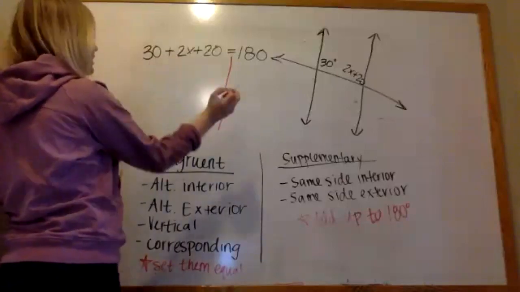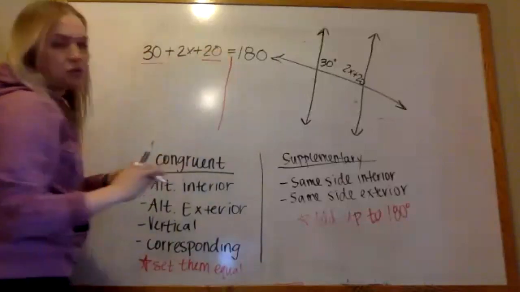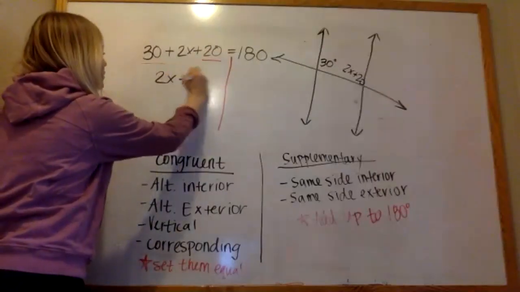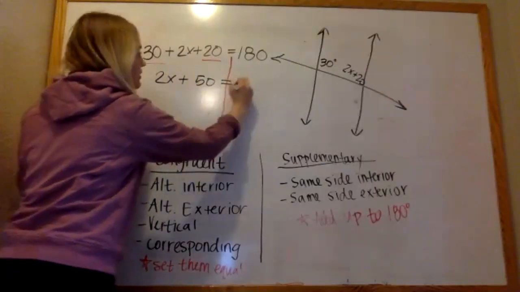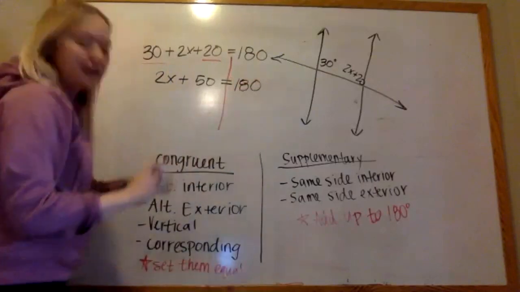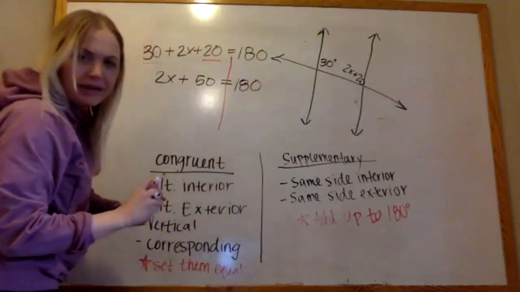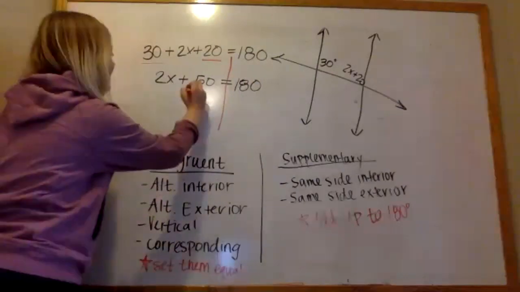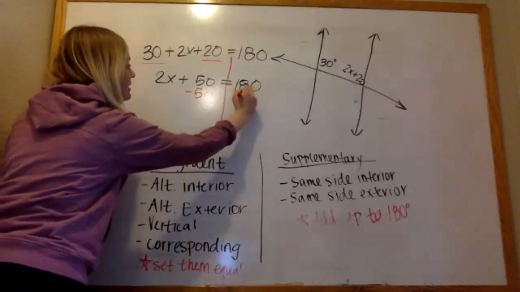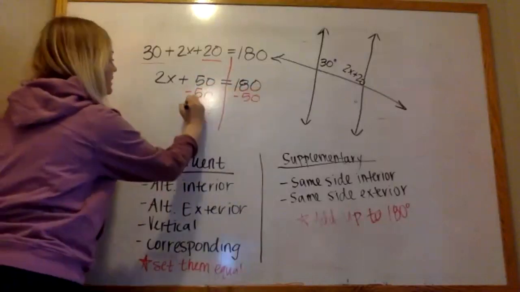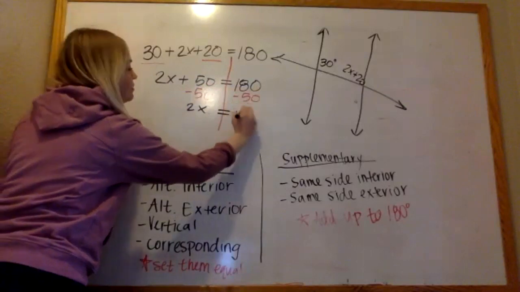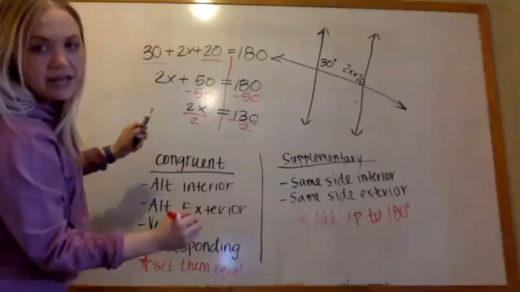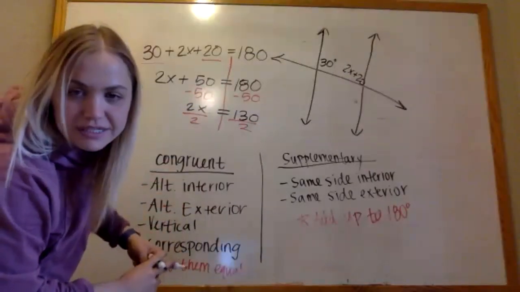All right, I'm gonna start by combining the 30 and the 20 because those are alike. 30 plus 20 is 50. So I have 2x plus 50. I hope my calculators are ready. I might be able to do this one in my head, but I have my doubts. Okay, thank you, whoever said 130. Thanks, Rylan. Subtract 50 from both sides, and I get 2x equals 130. Last step, divide by 2, and I've got x equals 65.